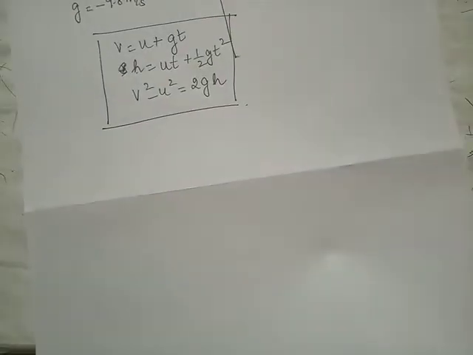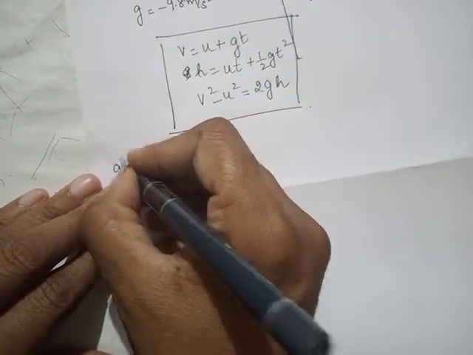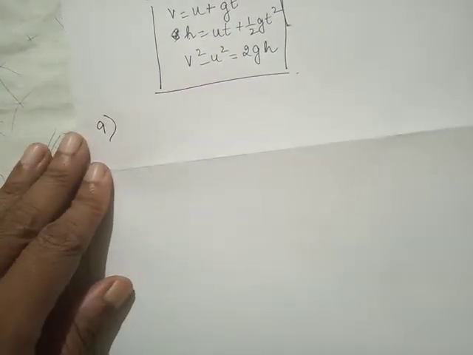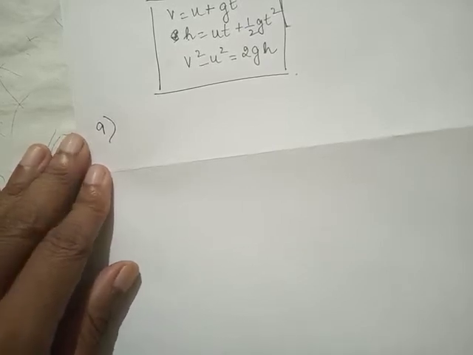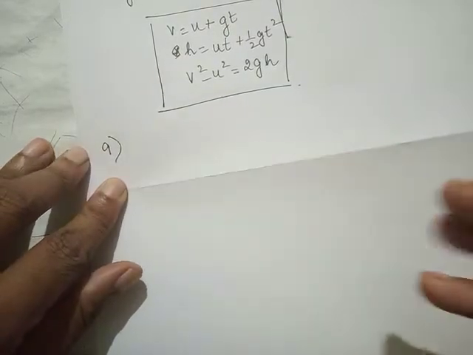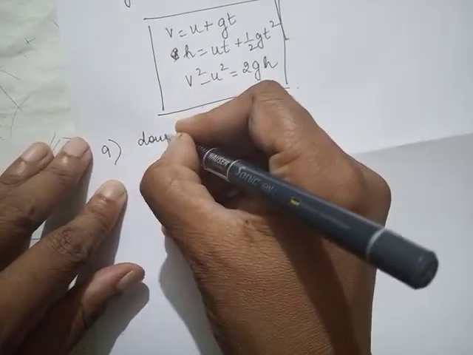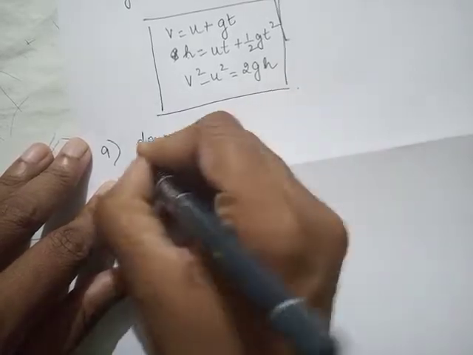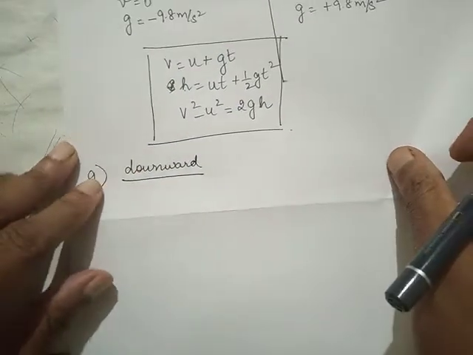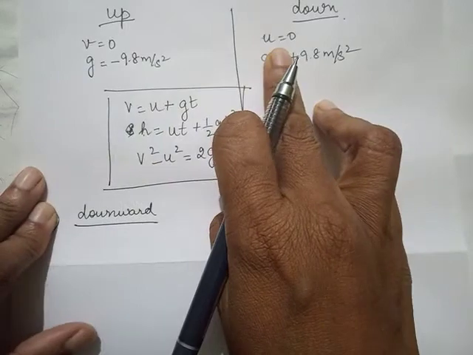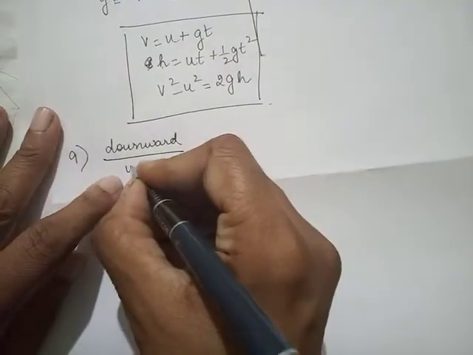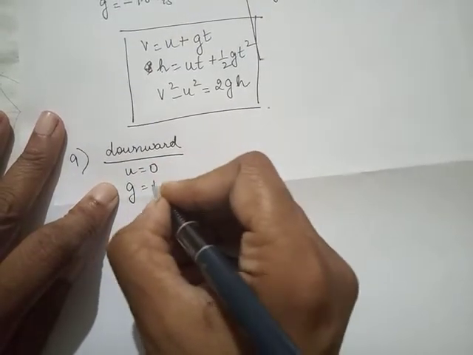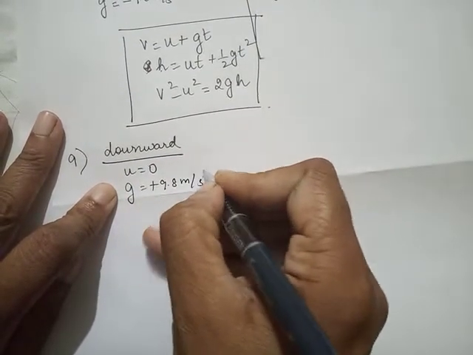So we'll start with the ninth one. I remember we had left the ninth one, so we'll start with it. A ball is released from a height and it reaches the ground in 3 seconds. So it's a downward journey. It's released from a height, which means it is a downward journey. The moment you see a downward journey, you can take these two conclusions: u will be 0 and g will be plus 9.8 meter per second square.